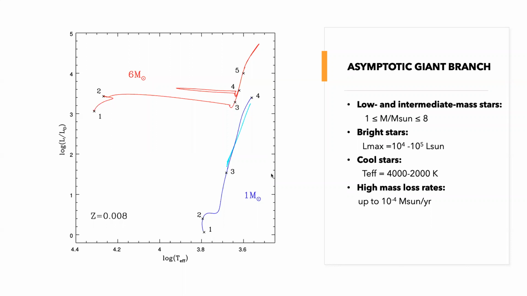It's the asymptotic giant branch phase, which regards almost the final life of low and intermediate mass stars. We are talking about stars with mass between 1 and 8 solar masses that, after the exhaustion of the helium in the core, rise up the asymptotic giant branch, evolving to brighter and brighter, higher and higher luminosities, up to even 10^4 or 10^5 solar luminosities. So they are really bright objects. Evolving through the asymptotic giant branch, they also cool down, becoming even more giant and expanded, and can reach a really cool temperature, down to 2000 Kelvin.